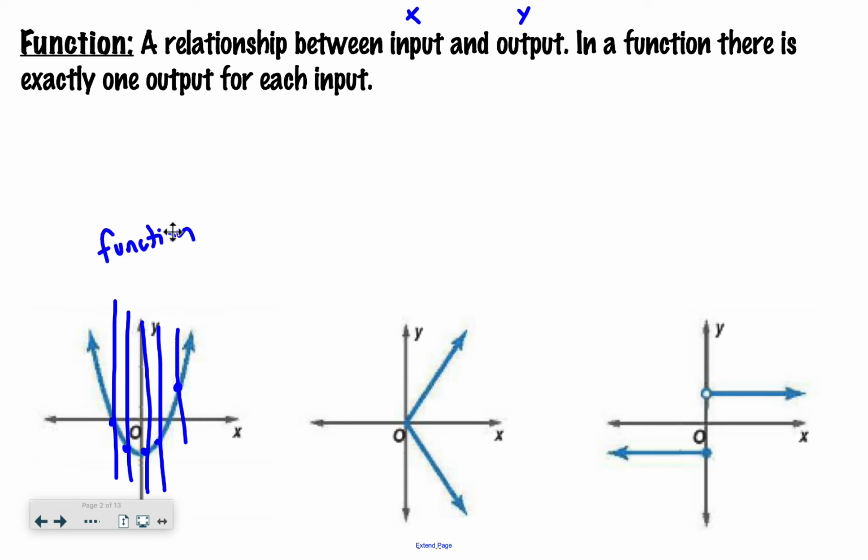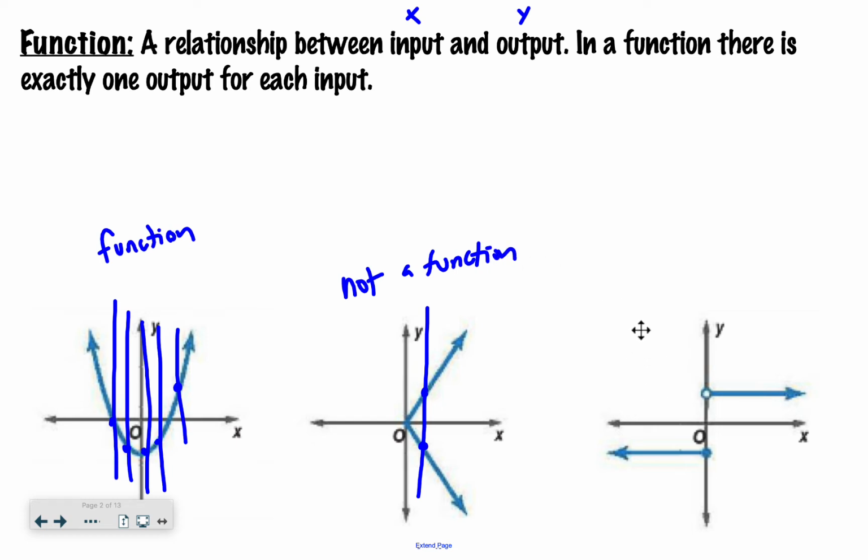What this test is checking for is to make sure that there's only one output, only one hit for every line or input. So if I were to draw a straight up and down line right here, you could see I would hit twice, so there would be two outputs. So this is not a function.